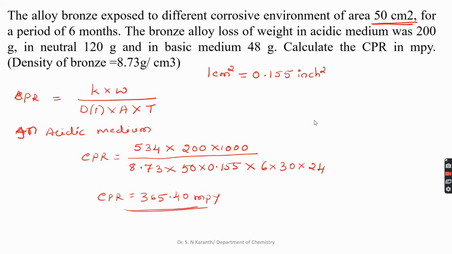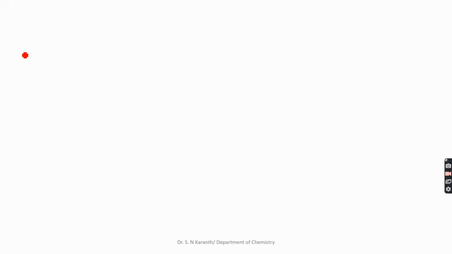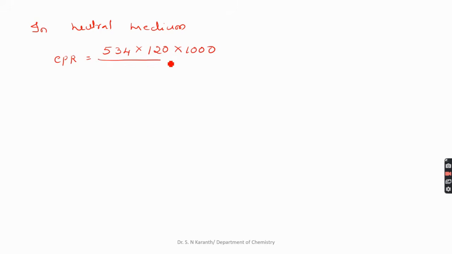If the medium is neutral, the loss of metal is 120 gram. So in the neutral medium, CPR equal to 534 into the loss of metal, 120 grams. So 120 into 1000. The denominator is the same.